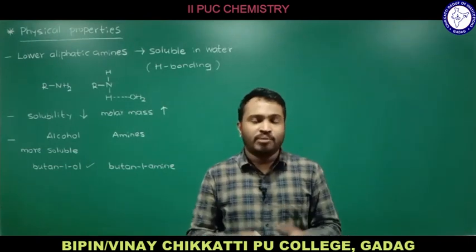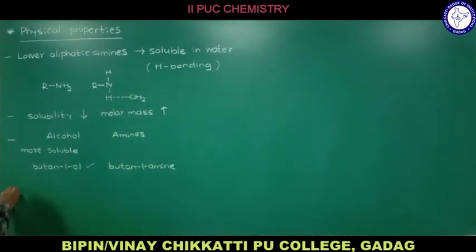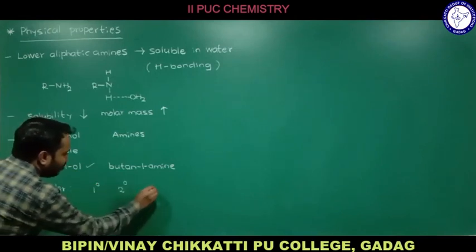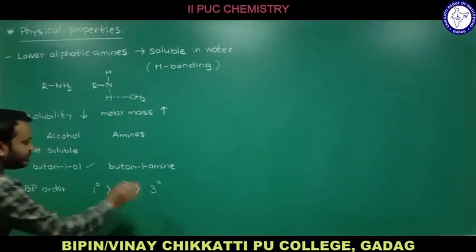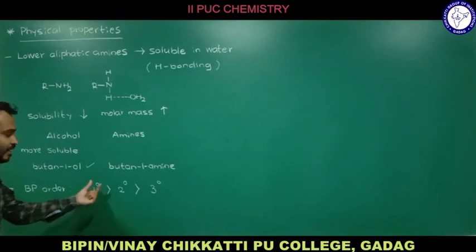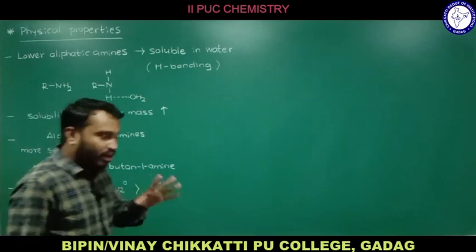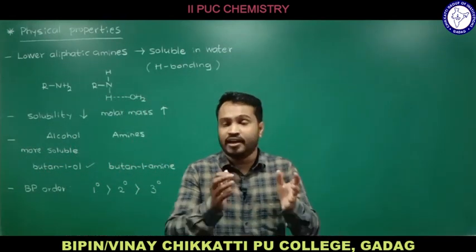Now we will see the boiling points of these amines. What I am going to write here is the boiling point order. In the case of amines, this is the primary amine, this is the secondary amine and this is the tertiary amine. The boiling point of primary amine will be the highest, then secondary amine, and after that tertiary amine. The boiling point will depend on the kind of force of attraction present.